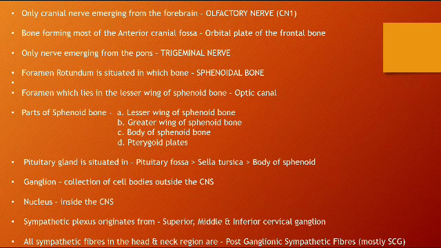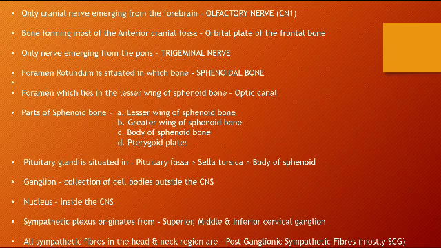Second point: which is the bone forming most of the anterior cranial fossa? Yes, of course, it was the orbital plate of the frontal bone. Now, only nerve emerging from the pons, it's the trigeminal nerve. Foramen rotundum is situated in which bone? Sphenoid bone. Foramen which lies in the lesser wing of sphenoid bone, this I told you twice or maybe thrice also, that is your optic canal. And it was the superior orbital fissure in between the lesser and the greater wing. Now, what were the parts of sphenoid bone?